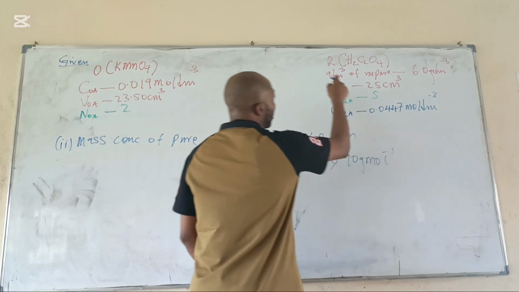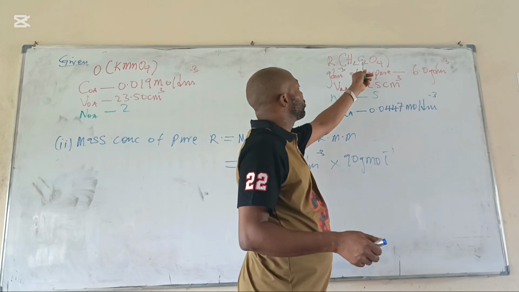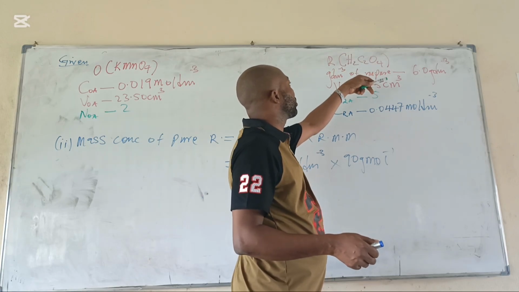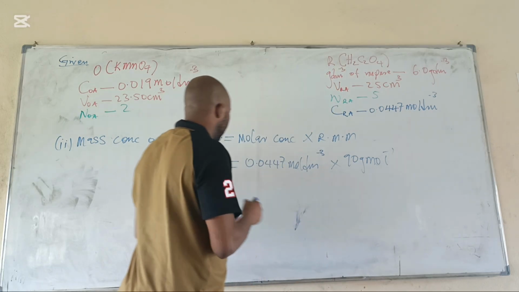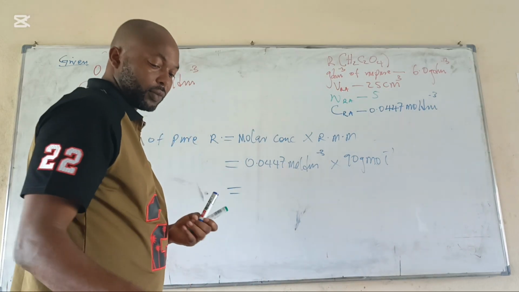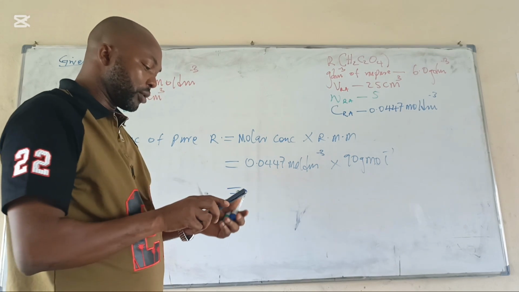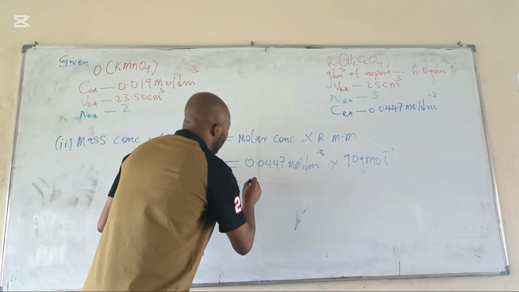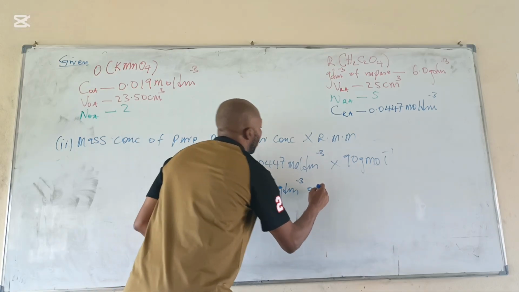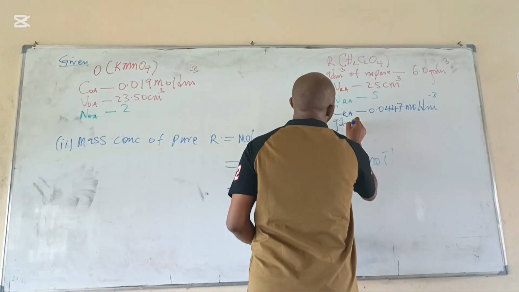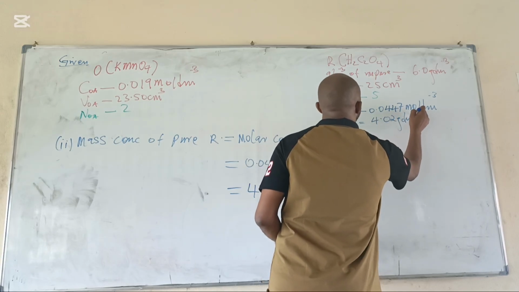I've calculated this before, how we got 90 from here. 64 plus 12 times 2, which is 24. Carbon is 12, yes, times 2, 24, then plus 2, we get 90. So the mass conc is therefore that times 90, which is 4.02 g per dm cube of R. So the g per dm cube of pure R is 4.02 g per dm cube.